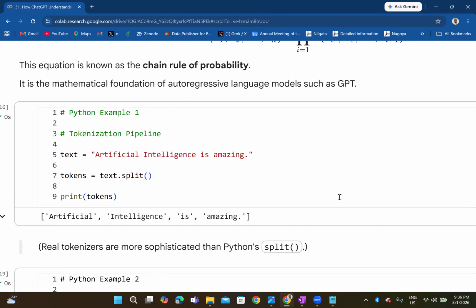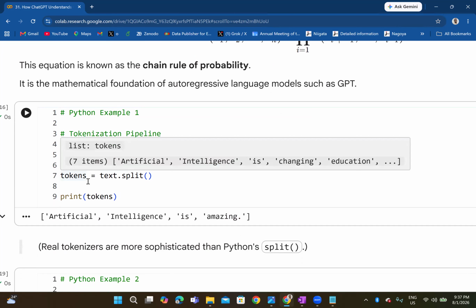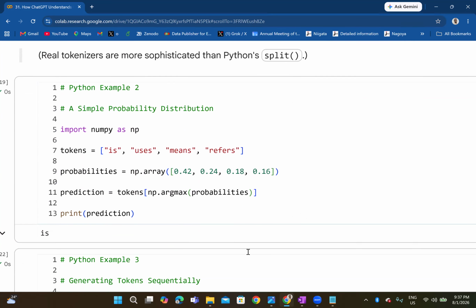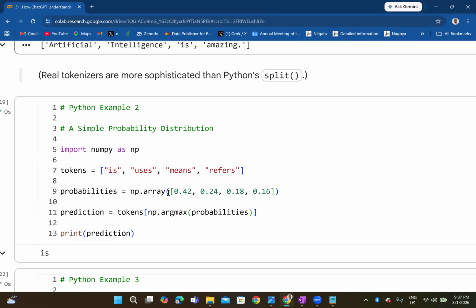Imagine here you have the text "artificial intelligence is amazing." You break it down into tokens. You split the text, so when you split, you have "artificial", "intelligence", "is", "amazing". It gives you the tokens, split into words. Real tokenizers are more sophisticated. This is more like a simple tokenizer, which is just a split of text. Real tokenizers are more sophisticated than Python's split here, but that's just an example of what tokenizers can do. So, a simple probability distribution.